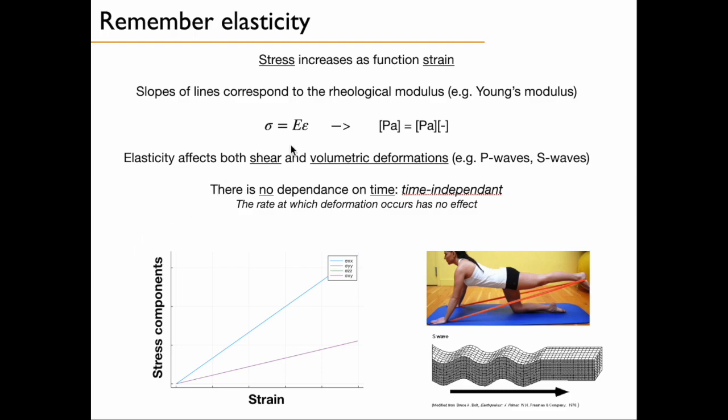The elasticity affects both shear and volumetric deformation. For example, we have the occurrence of P waves, which are associated to volumetric deformation, and S waves, which are mostly deviatoric.